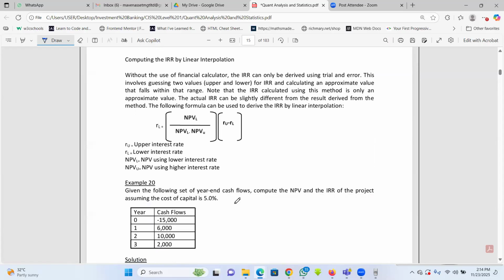Let's have somebody read for us example number 20 quickly. The volunteer, please read for us. Given the following set of year-end cash flows, compute the NPV and the IRR of the project, assuming the cost of capital is 5.0%. So example 20, you have the cash flows for the year, NPV and IRR of the project.